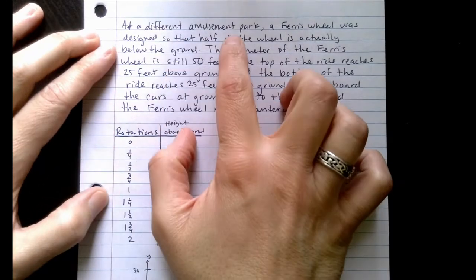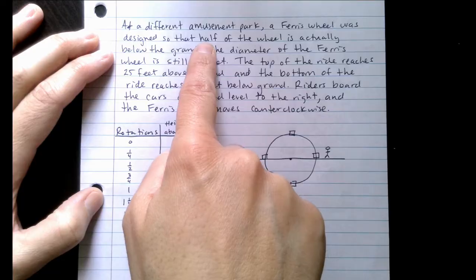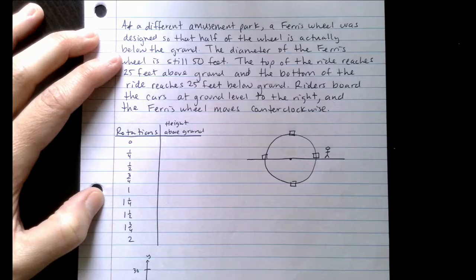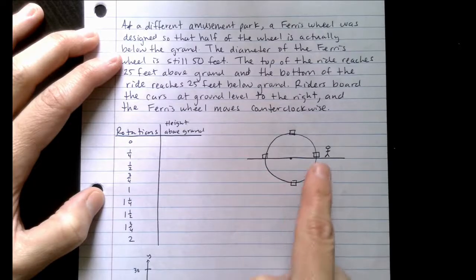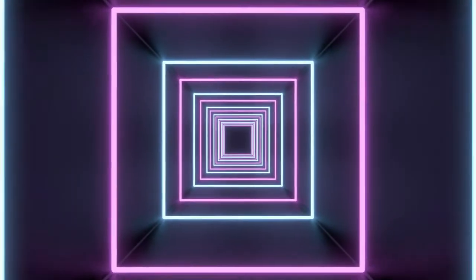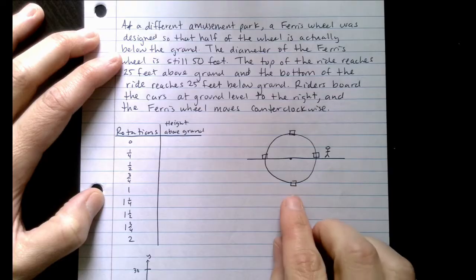At a different amusement park, a Ferris wheel was designed so that half the wheel is actually below the ground. Now that sounds pretty cool. And maybe some of you are like, that's weird, Stevenson. I don't know about that. But maybe it goes underground and there's really cool black light stuff or cool shadows or, I don't know, holograms or some cool technology stuff down there to make it look really neat.